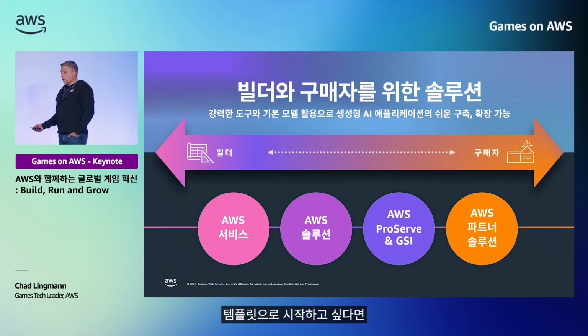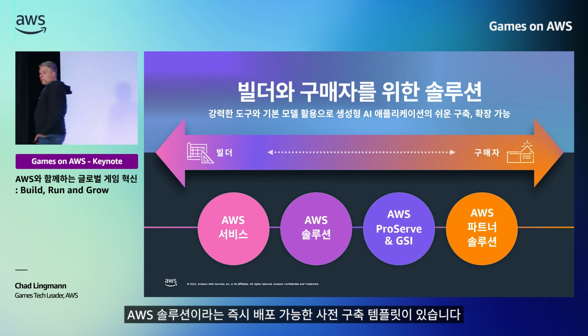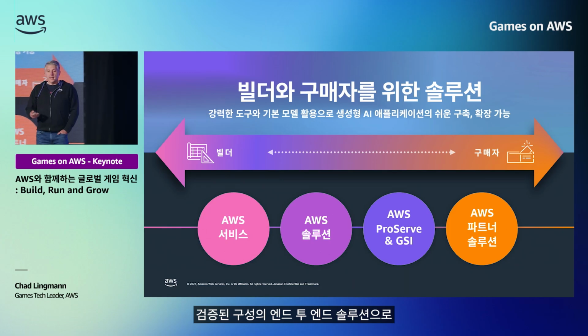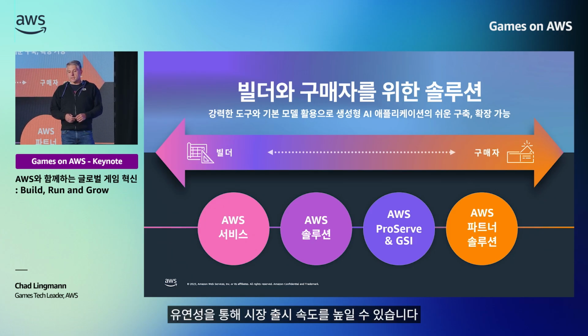Now, for the template starters, we have AWS solutions that are pre-built templates that you can deploy immediately. These are working end-to-end solutions with tested configurations. They can be modified and customized as needed. Solutions can get you to market faster while keeping flexibility.